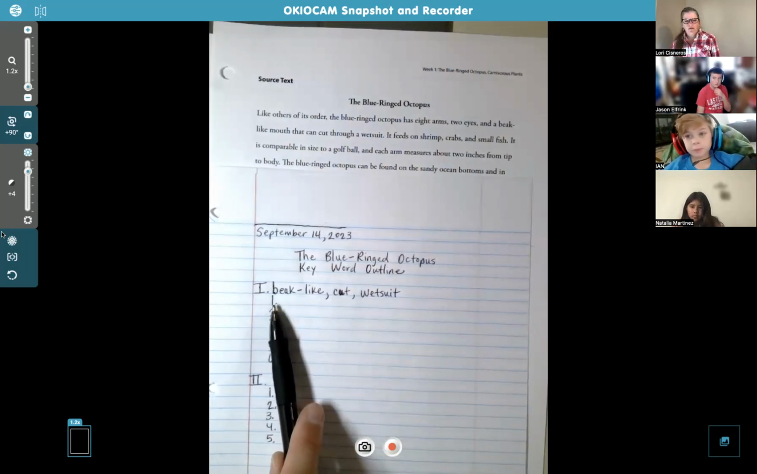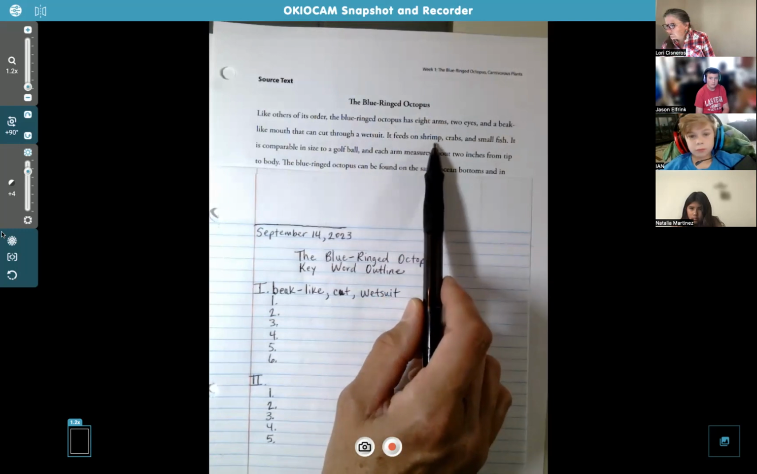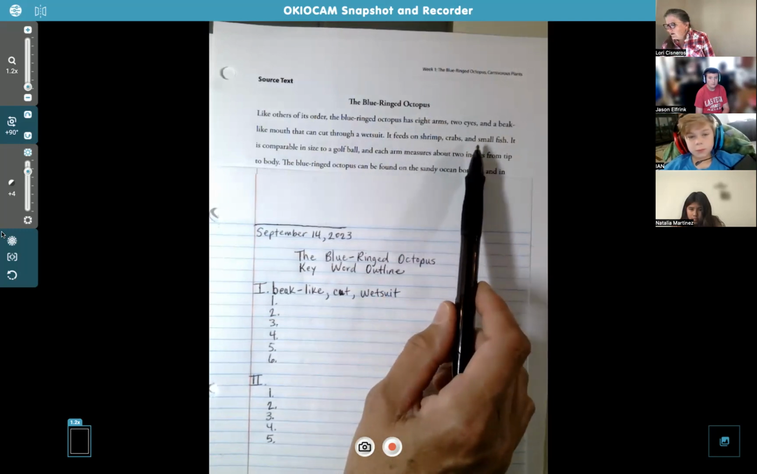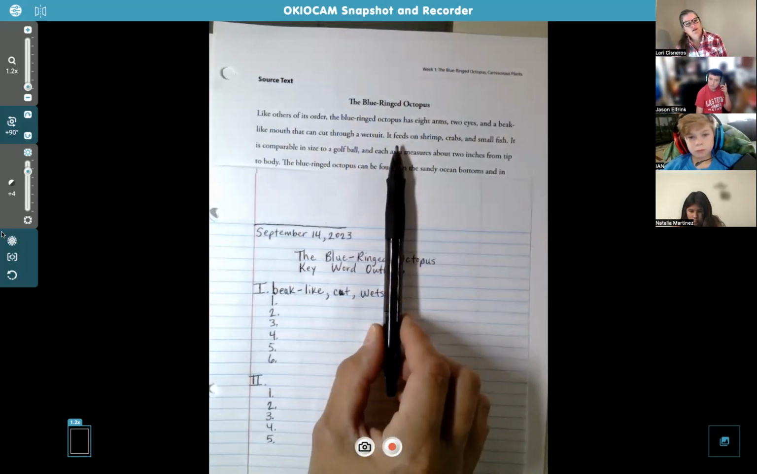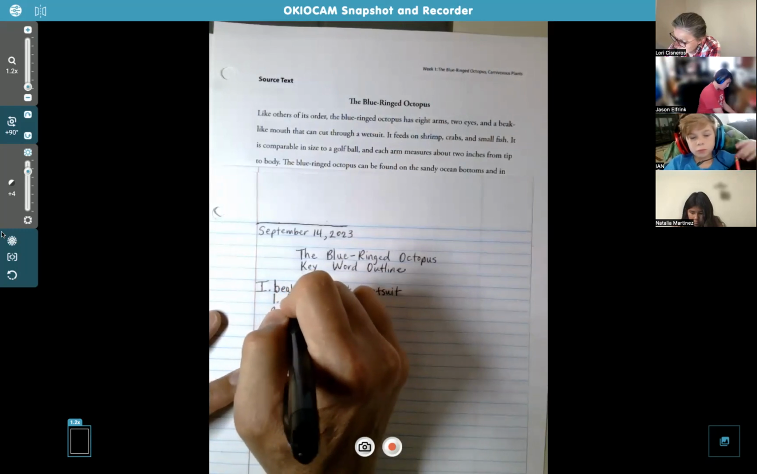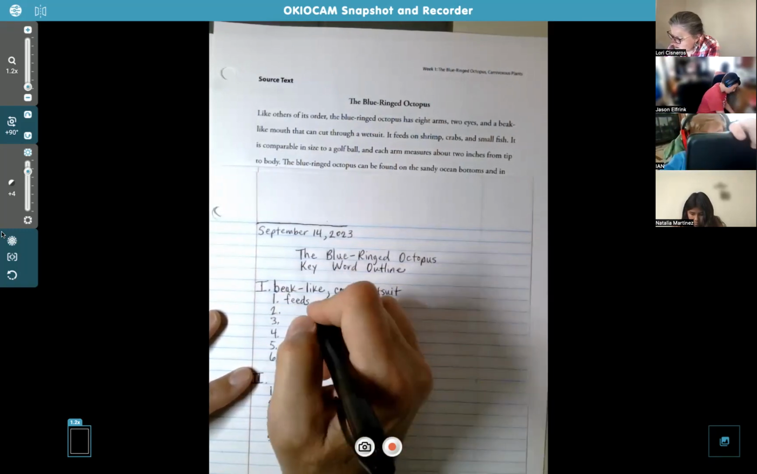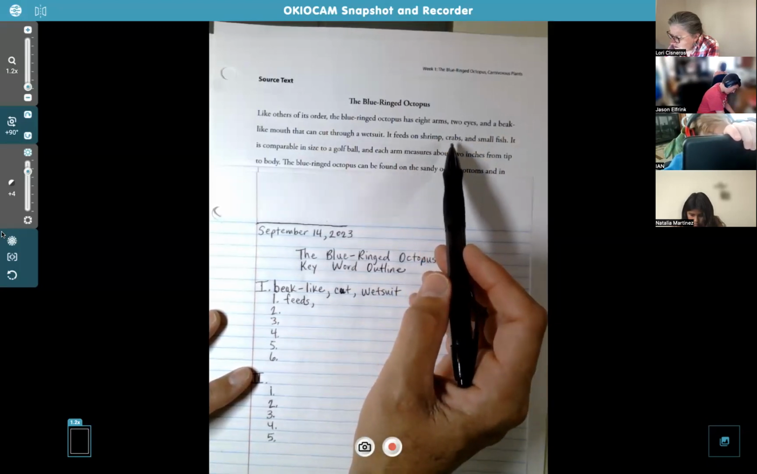Now, Arabic number 1, this is the regular number 1 right here. This one is the second sentence. It starts right here. It feeds on shrimp, crabs, and small fish. Shrimp, crabs, and small fish. So remember, only 3 words. I think we need the word feeds because it's telling us what it eats, right? And that's an important fact to remember. So I'm going to put feeds. And then I'm going to put a comma. And I'm going to put shrimp and crabs.